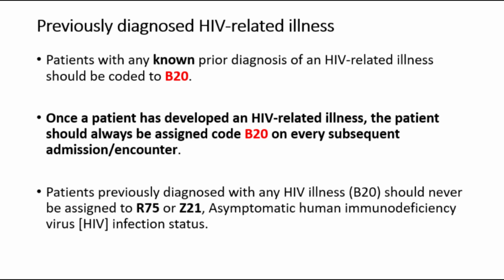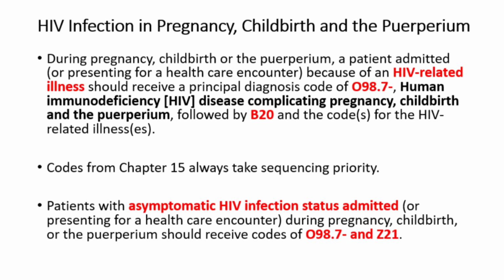During pregnancy, childbirth, or the puerperium, a patient admitted because of an HIV-related illness should receive a principal diagnosis code of O98.7 series, human immunodeficiency disease complicating pregnancy, childbirth, and the puerperium, followed by B20 and the code for the HIV-related illness. Codes from Chapter 15 always take sequencing priority.